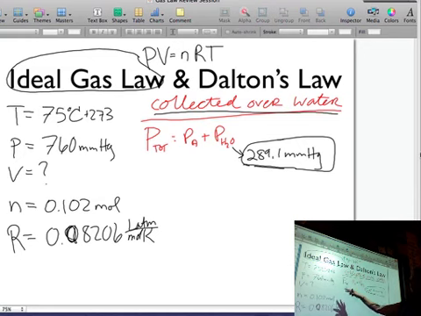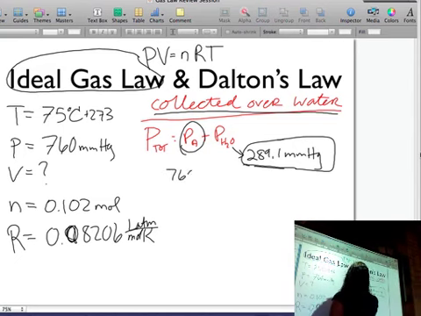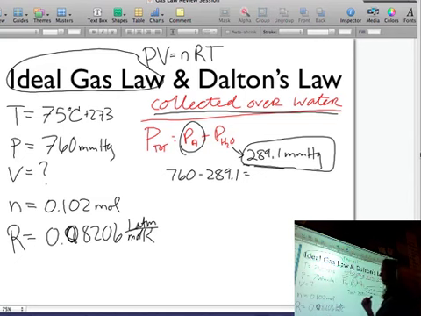Okay, so now we're trying to find volume. But what do we have to do first? Now that we've gotten this problem worked out, see, we just built a problem all together. Bryce, what do we have to do first so that we can get the pressure of the gas we're trying to collect? So I'll just write it right here. 760. Somebody do the math for me on a calculator. 760 minus 289.1. 470.9.